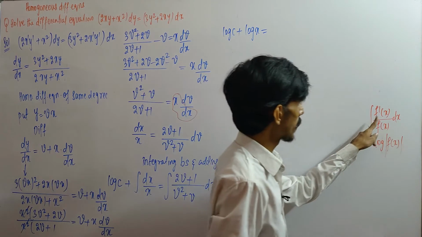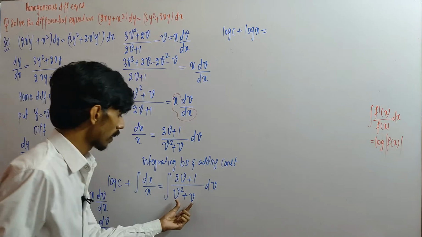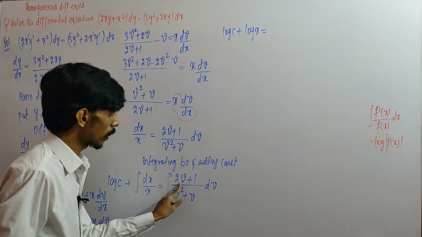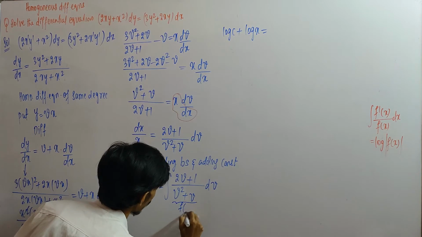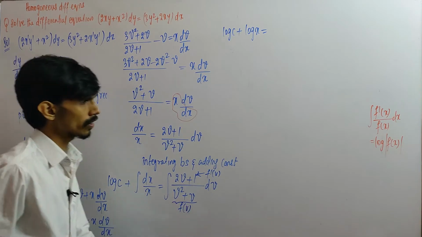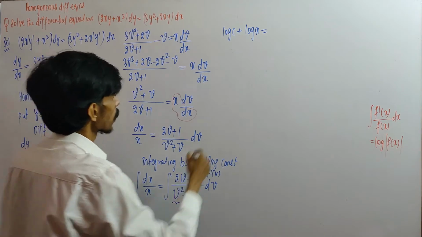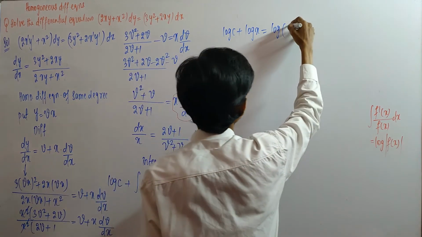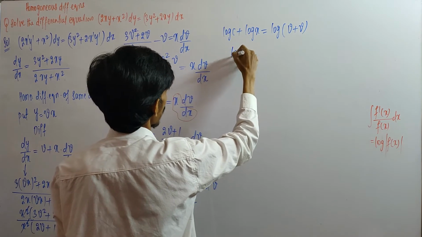We know that integration f dash of x by f of x value is log f of x. If I consider the denominator as f of x, if I differentiate this, v square, then we'll get 2v. Derivative of v is 1. So this is f of v, this is f dash of v. So this is in the form of integration f dash of x by f of x, that is log of the denominator. So we'll get log of denominator, that is v square plus v. Here log a plus log b value is log ab.